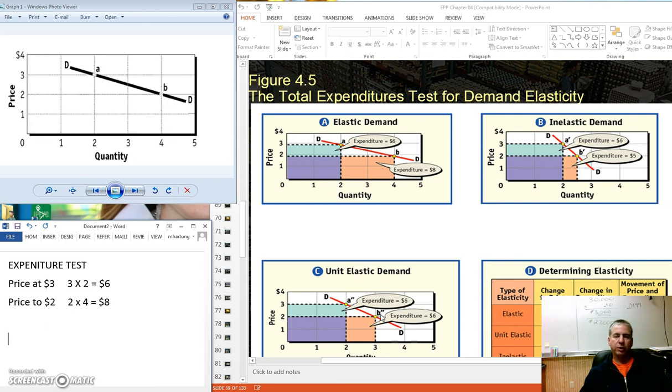So that's just one quick way that you can look and determine, using some math, whether or not a curve is elastic, inelastic, or unit elastic.